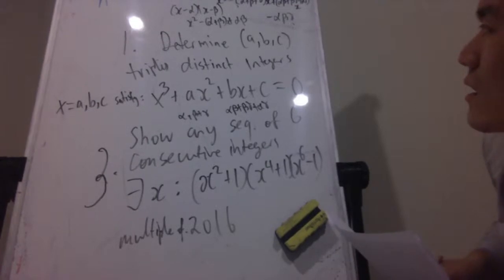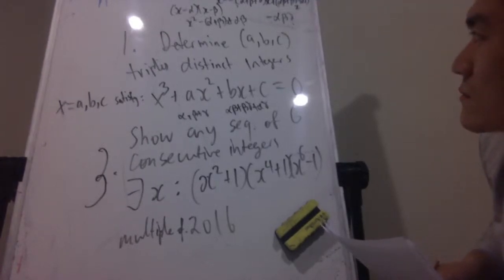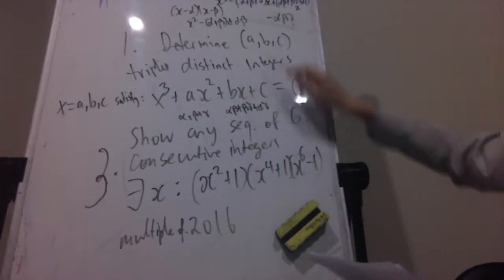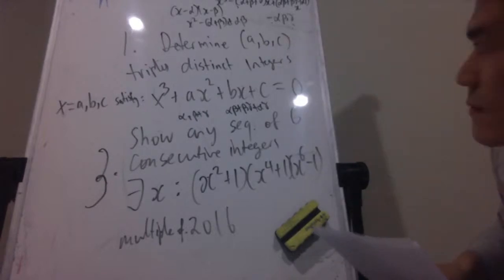Wait, what? So A is the same. Yeah, so this A and this B and this C are the same. That seems really dodgy.